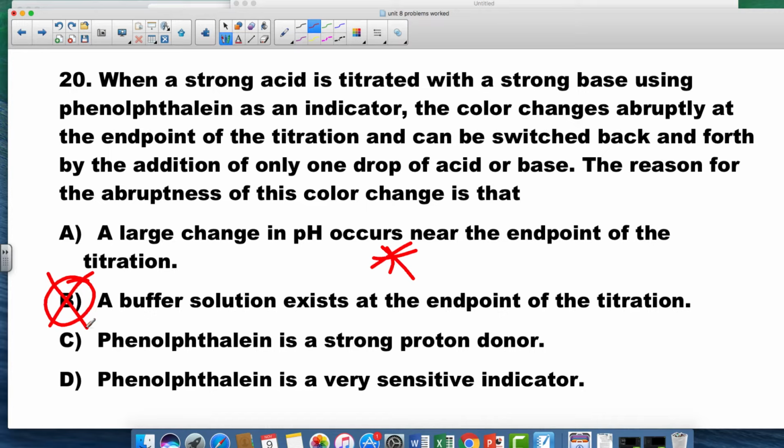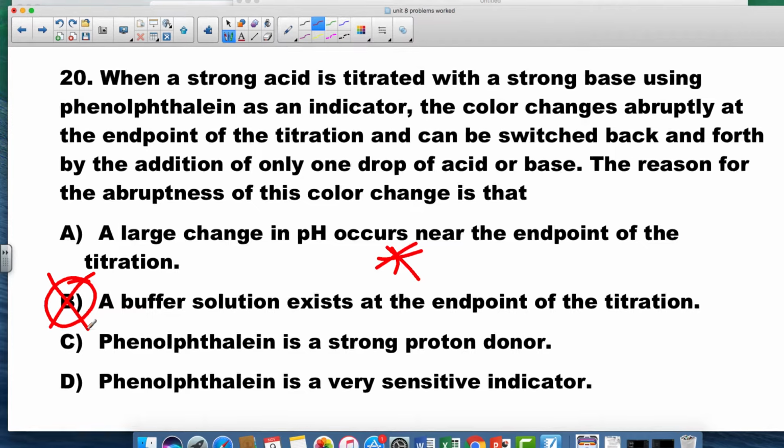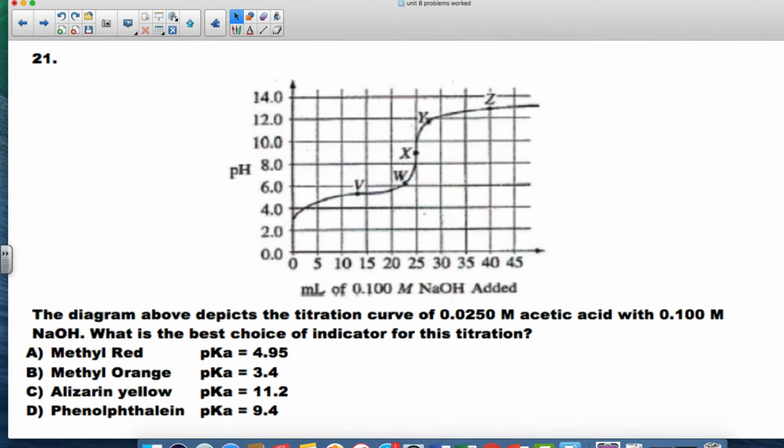We wouldn't have a weak acid and its conjugate or a weak base and its conjugate. At the endpoint of the titration, we're left with only one of the species. One more reason why you should be teaching your kids to analyze titration curves.